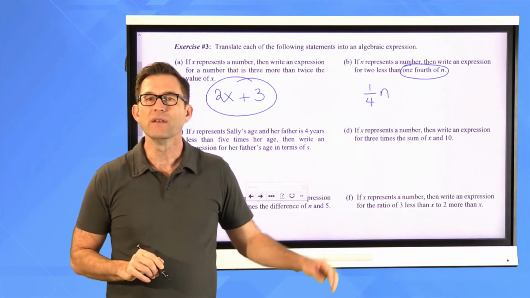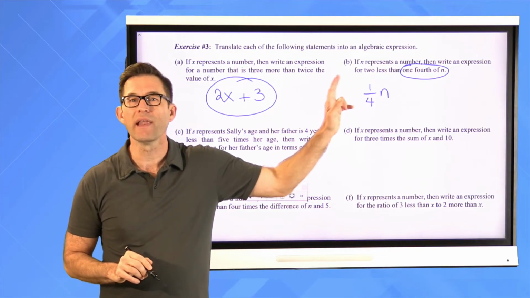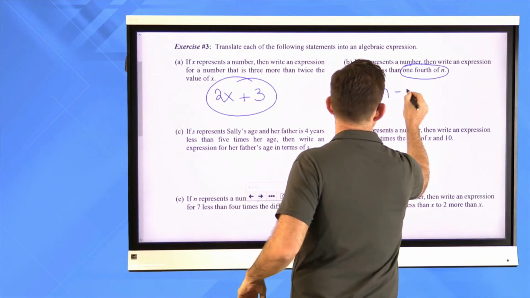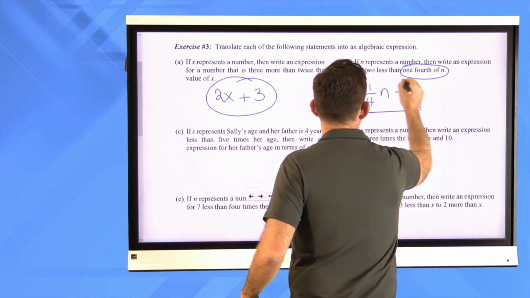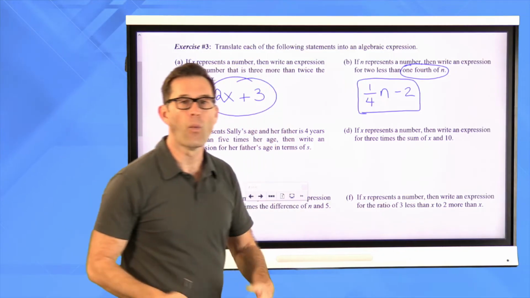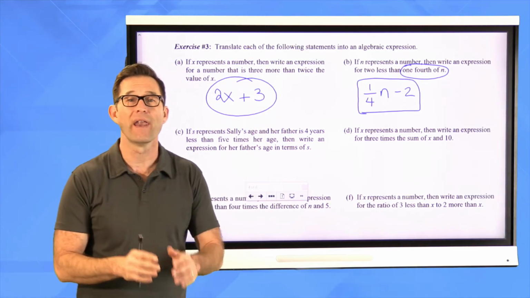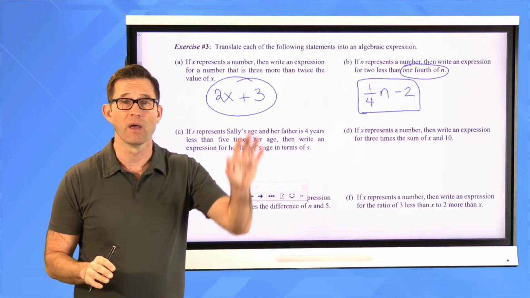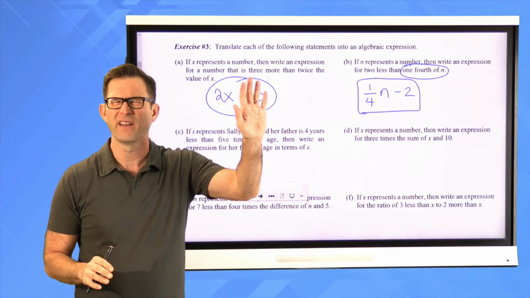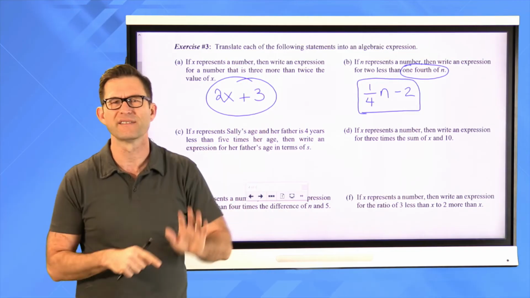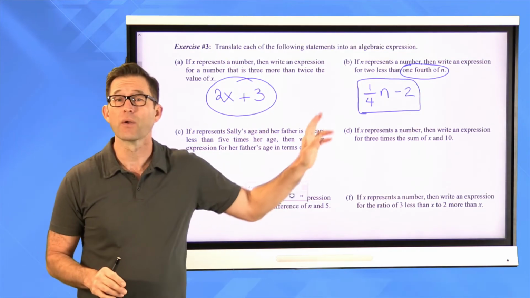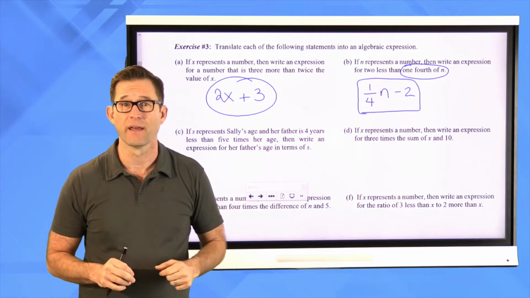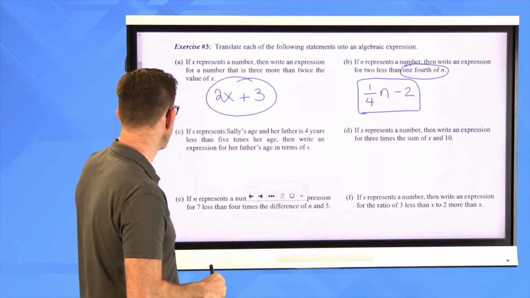But I also need to find that number that is 2 less than 1/4 times n, so it's going to be 1/4 times n minus 2. Very critical here that I've got that 1/4 n minus 2 and not 2 minus 1/4 n. That's a completely different phrase. That would be, oh, I'm starting with the number 2, and I'm finding a number that is 1/4 of n less than it. No, I'm starting with 1/4 of the number, and then I'm subtracting 2 to find 2 less than it. All right, let's keep going.